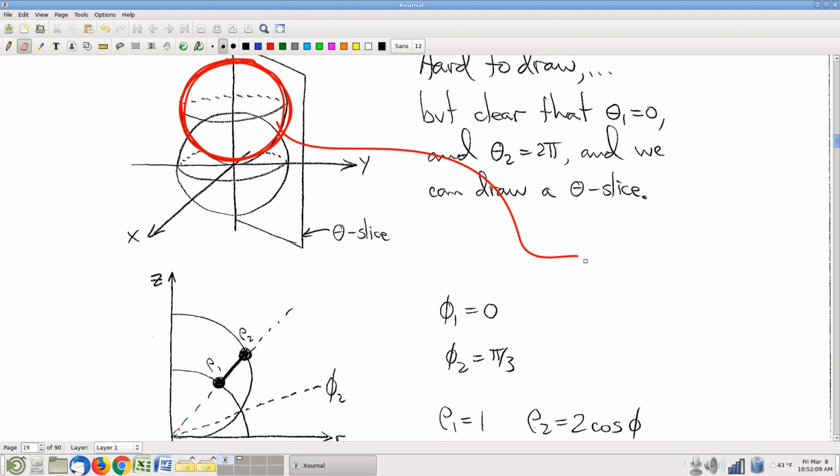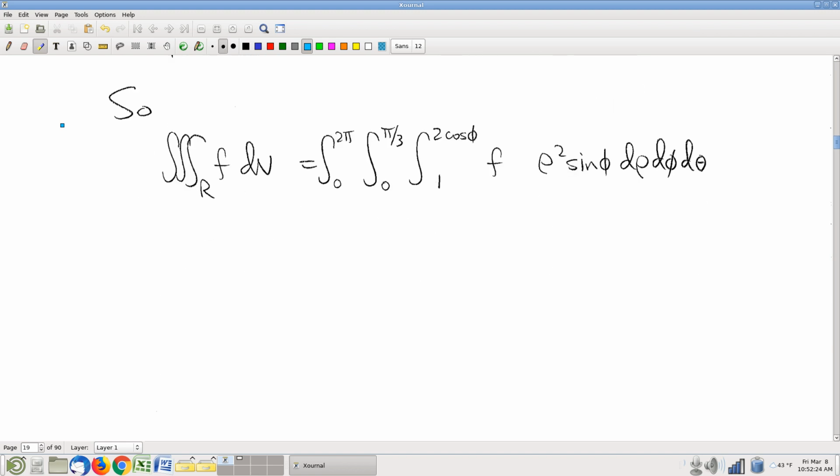Okay, so that's integrals in spherical coordinates. Just like previous coordinate systems, different details, different geometry, different kinds of slices. But it's sort of a different version of the same, ultimately the same strategy. Okay, don't forget your stretching factor.